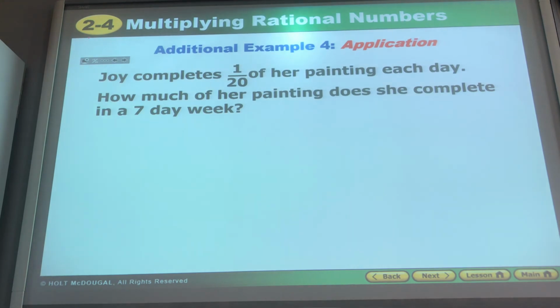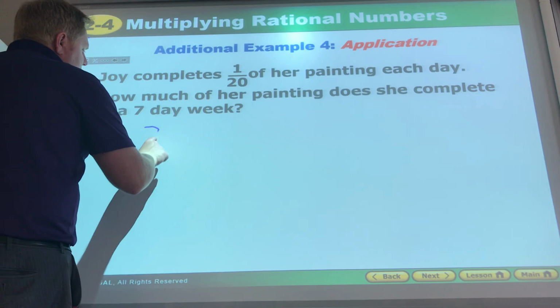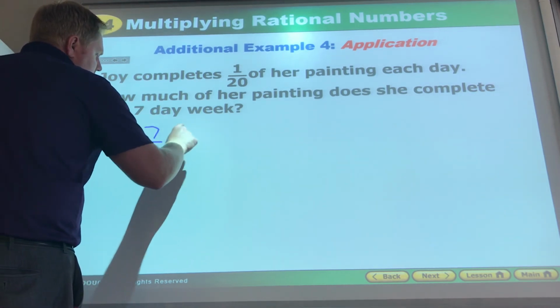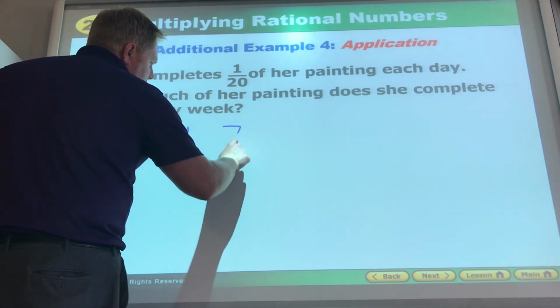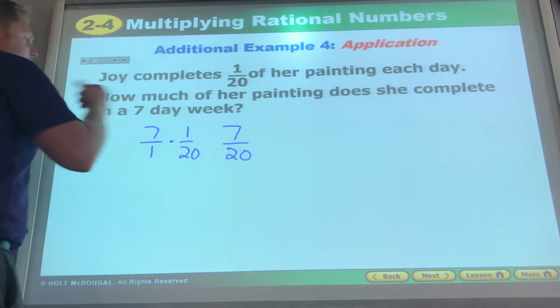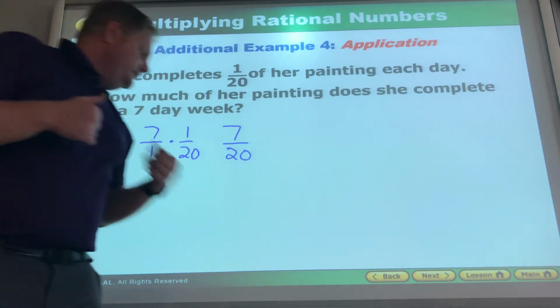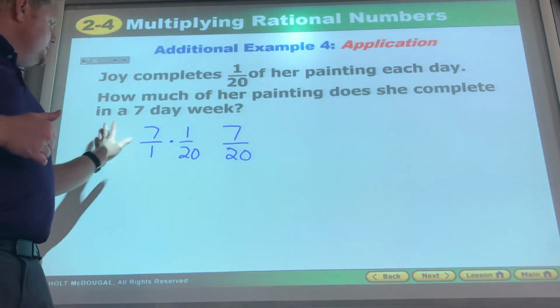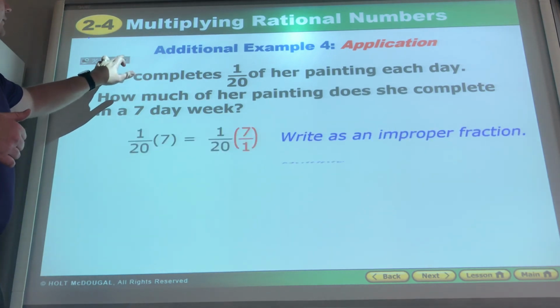Joy completes 1/20th of her painting each day. How much of her painting does she complete in a week? So 1/20th of it each day. We're going to take 7 over 1 times that 1/20th. In a week, she can finish 7/20ths of her painting. How much I get done each day times the number of days I have. Easy peasy. All right.